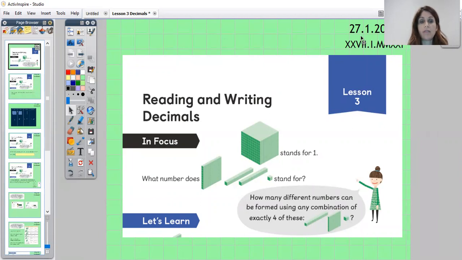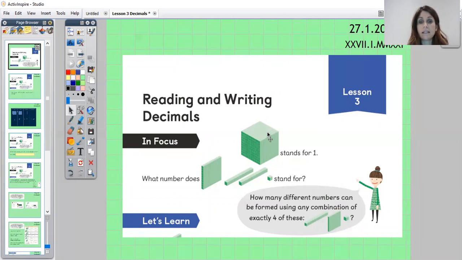So lesson 3, reading and writing decimals again. I'm hoping that today you're going to find it a bit easier because it's consolidating what we've done already. So it's going over what we've done already. So let's jump straight in and have a look at our in focus task then.